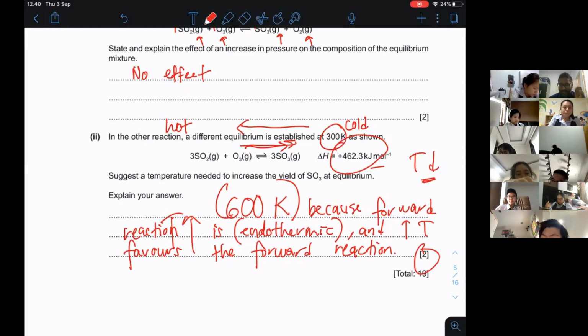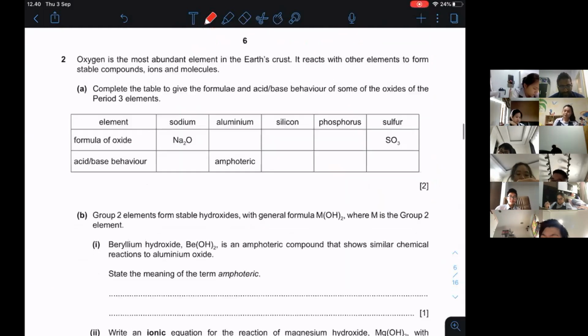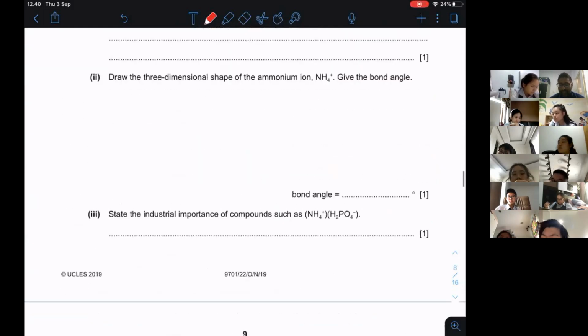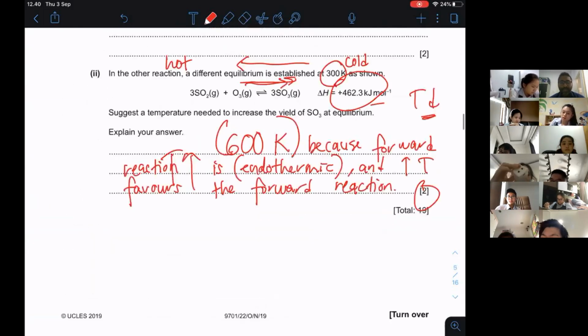Okay, that's all for today. I will start with question 2 next time. Please try to finish everything so that we can go through everything. Thank you guys. See you.